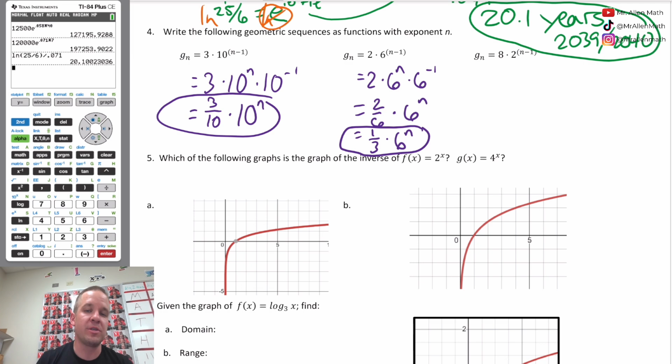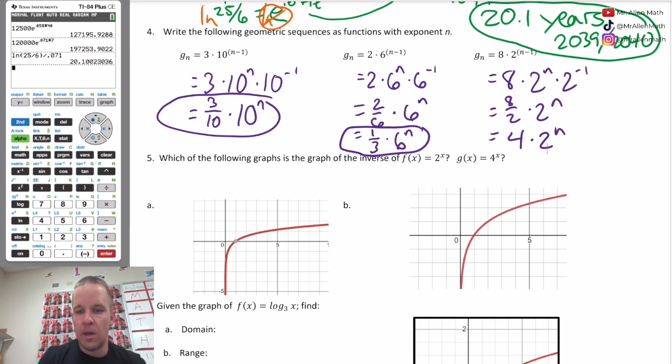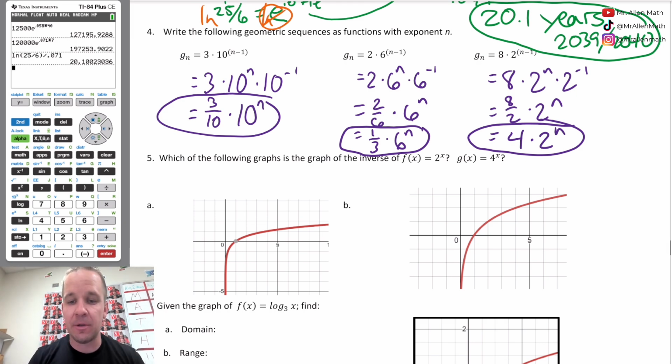Geometric sequences is something that many will experience in Algebra 1, and then refresh here when we are in our exponentials unit. All right, last one here. I'm going to pause it, write it out, so feel free to try it on your own. And there we have it, folks. We have 4 times 2 to the n.